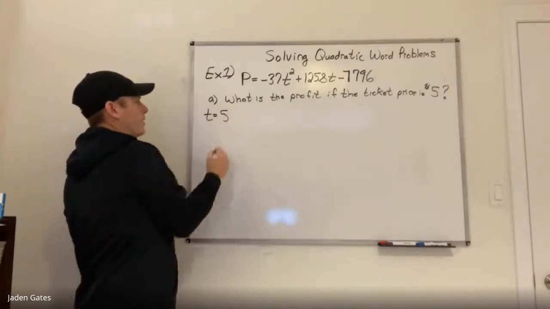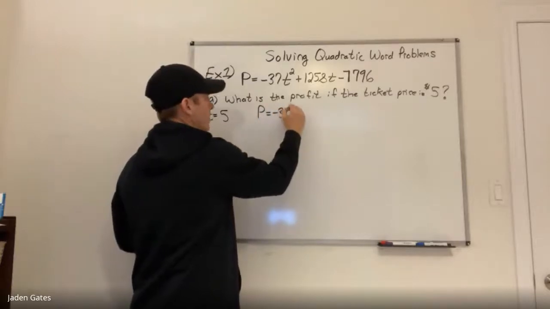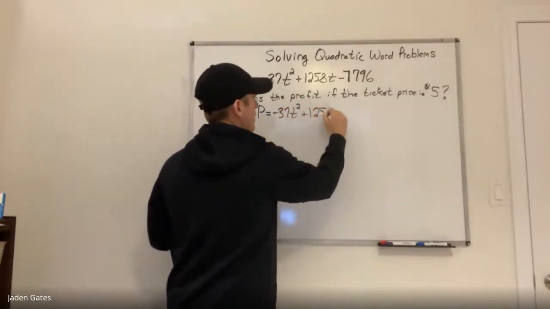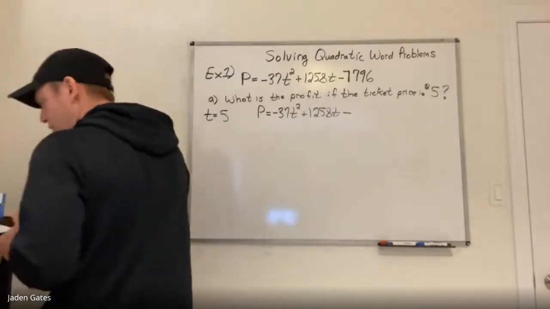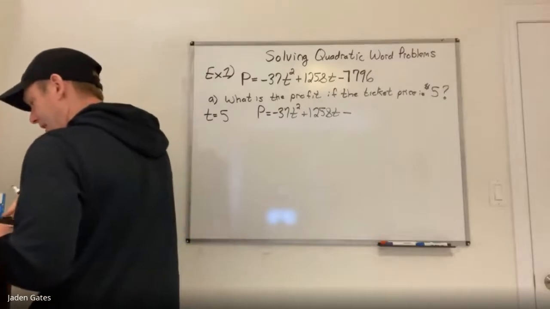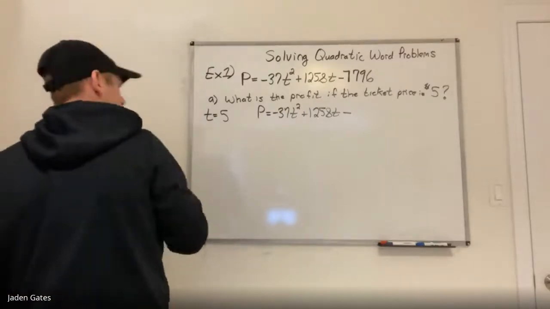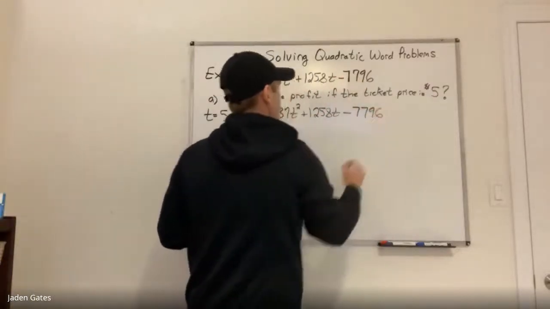All right. Now, again, I have my equation here. P is equal to negative 37 T squared plus 1258T. And again, I'm going to check this number because I got to make sure this number is right. Because this is an old student's note. Yes, it is right. It's 7796. All right.